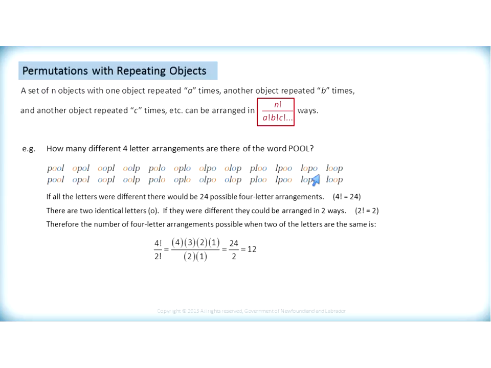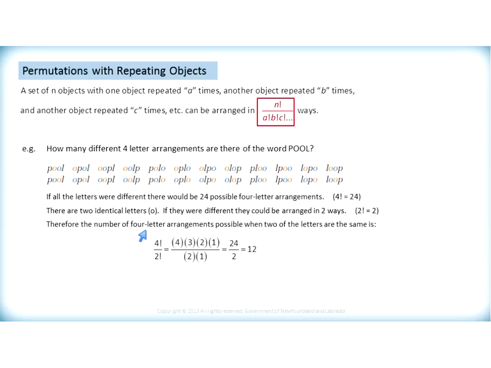Notice that altogether, there are 24 different possible 4-letter arrangements. That is equal to 4 factorial, which is equal to 24. But because there are 2 identical letters, they can be arranged in 2 different ways. So 2 factorial is equal to 2.